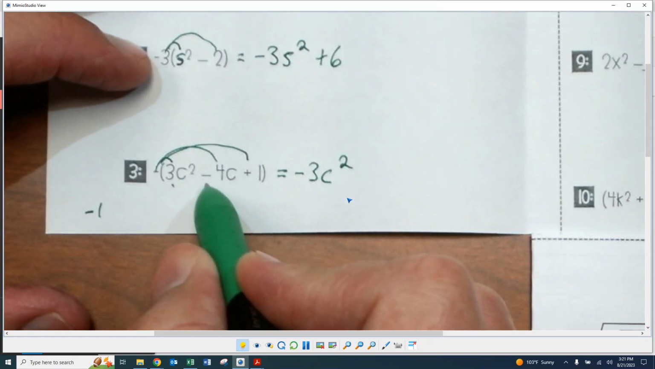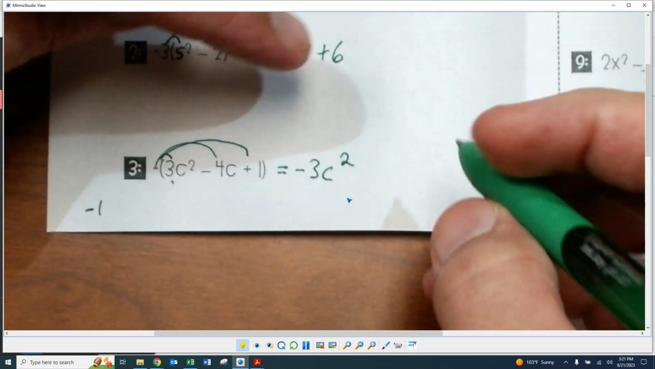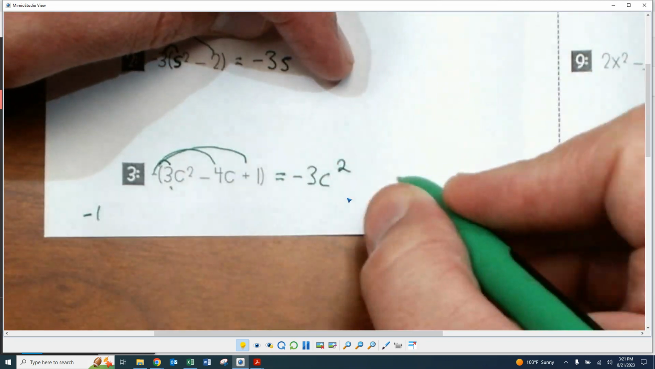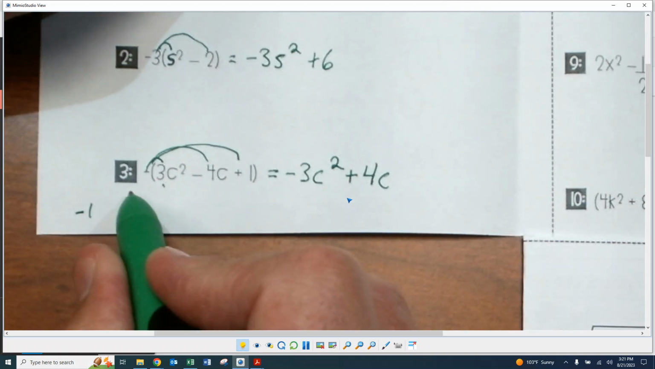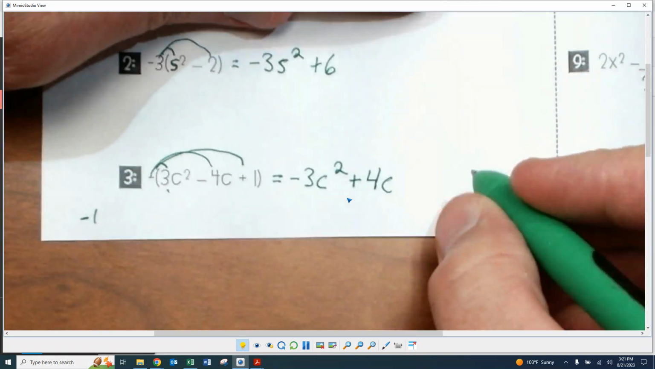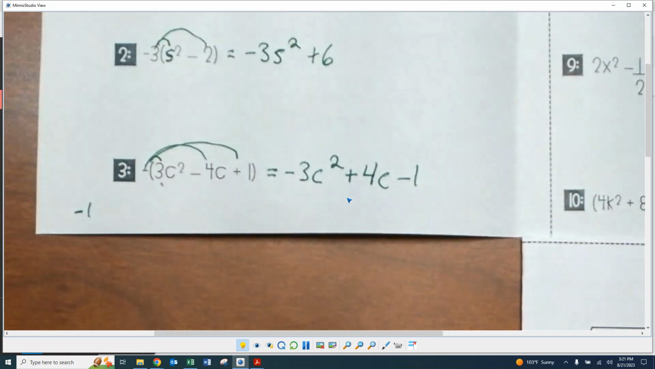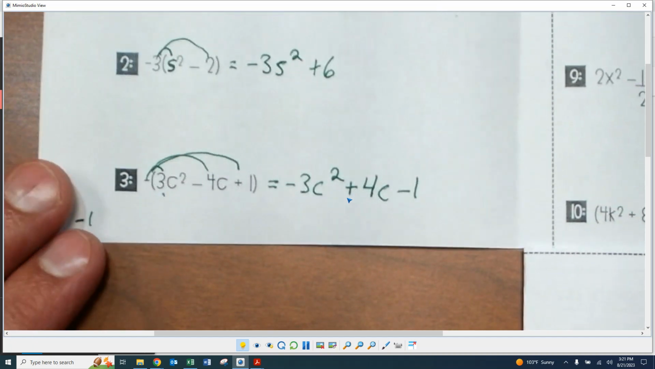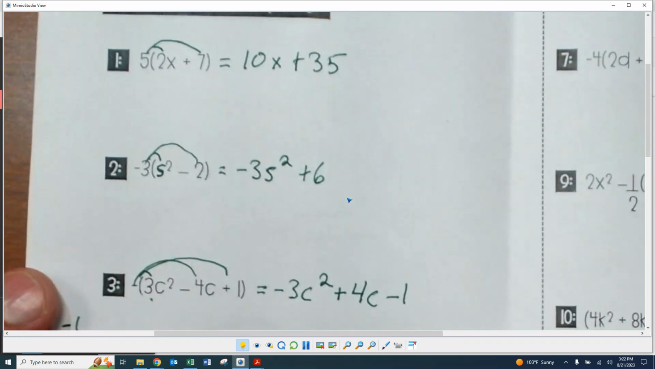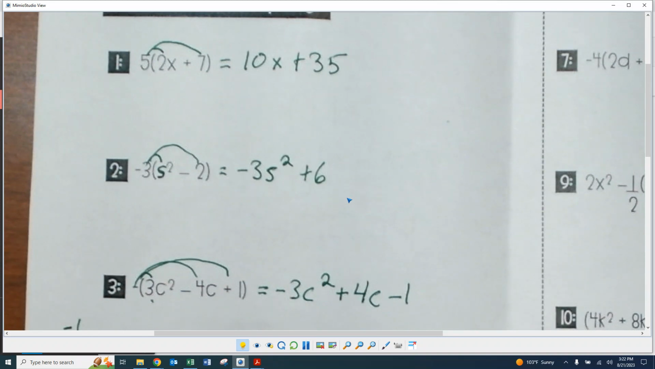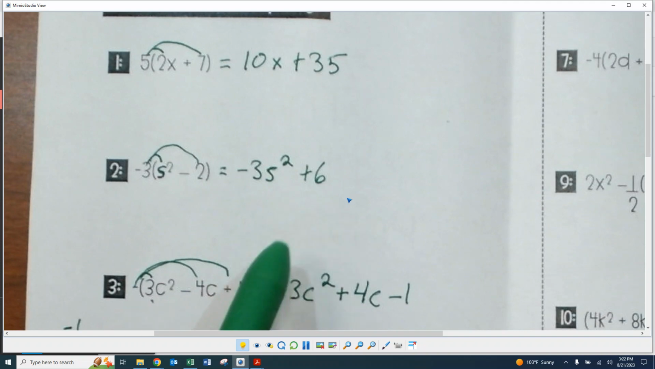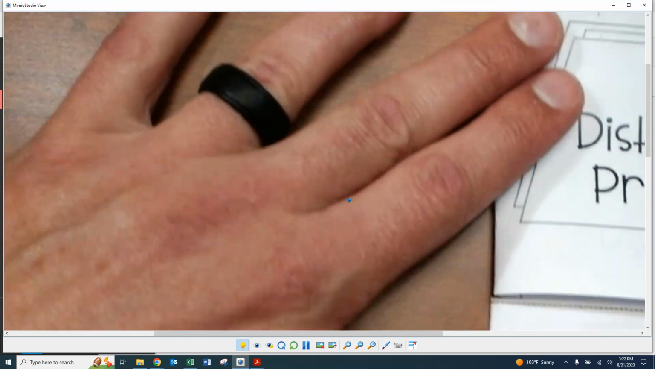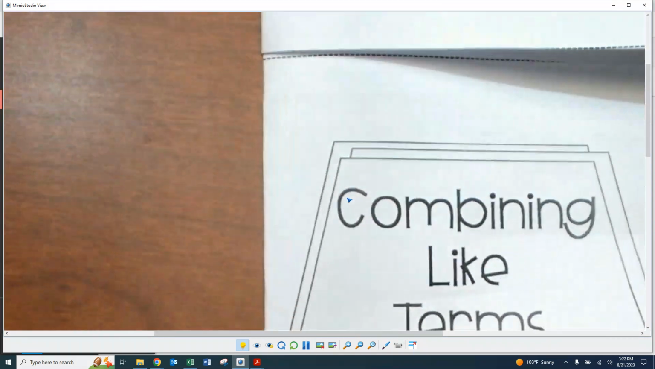A negative times a negative is a positive. So that becomes positive 4c. And a negative times a positive 1 is going to be a negative 1. And what you notice about each one of these terms is nothing can combine together. They're all separate terms because the variable creates the term a little bit different, so therefore we cannot combine these. However, in the second half of these notes, we have combining like terms.